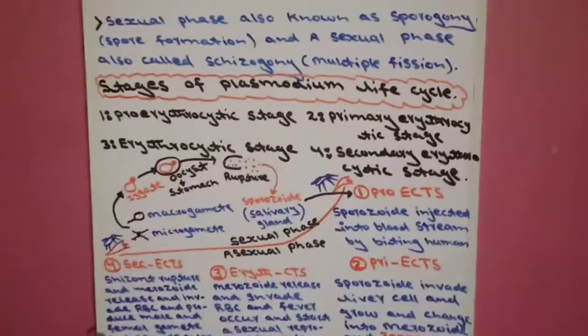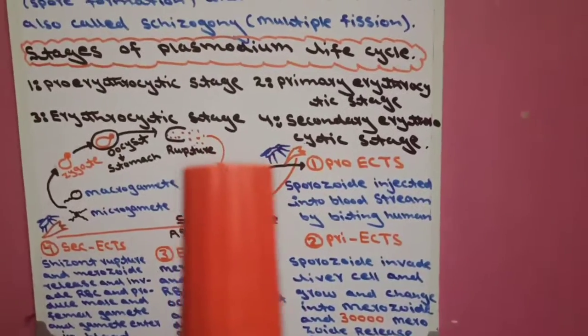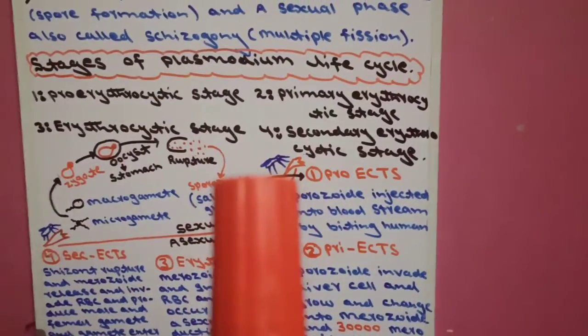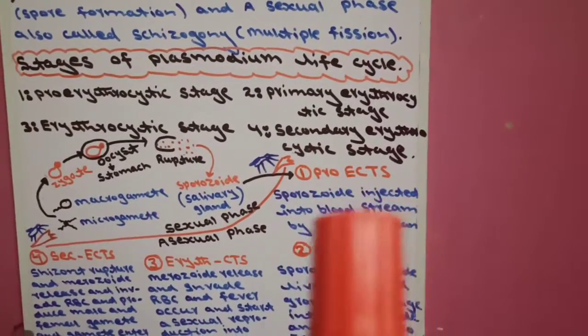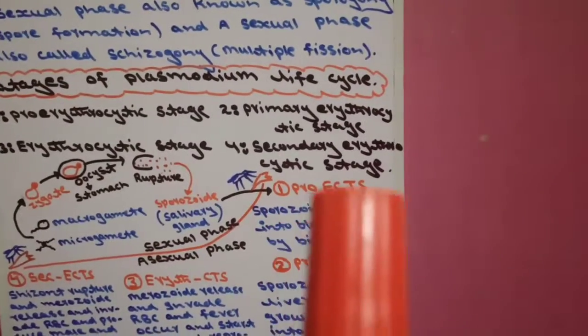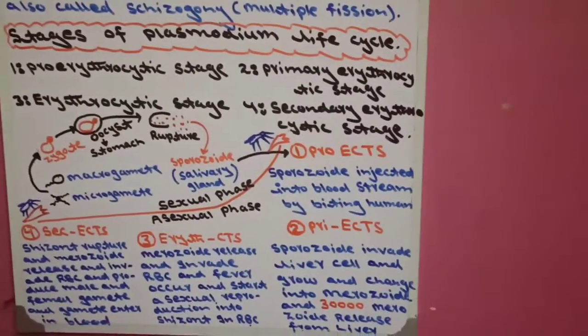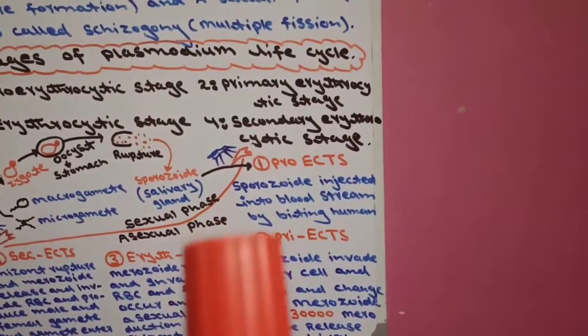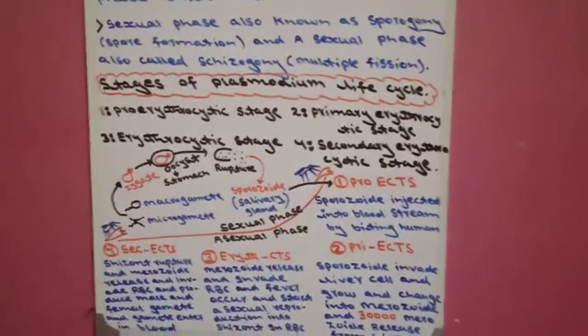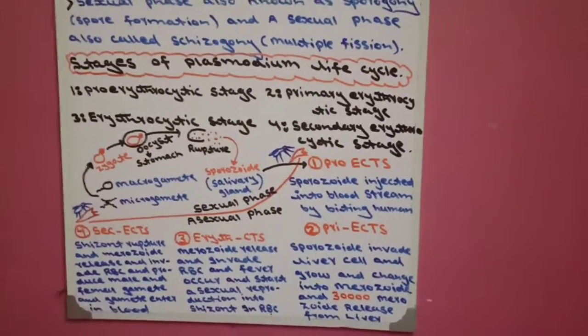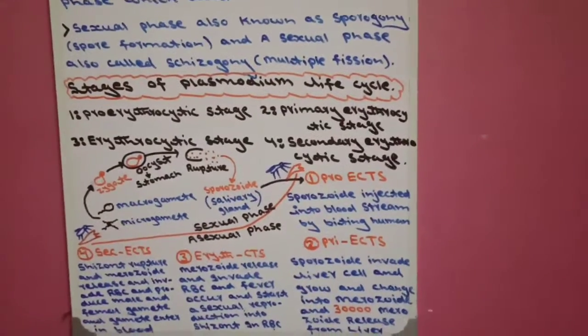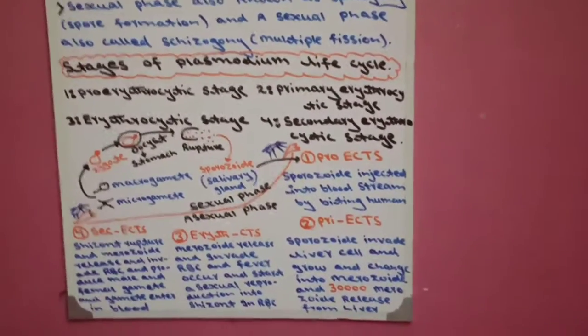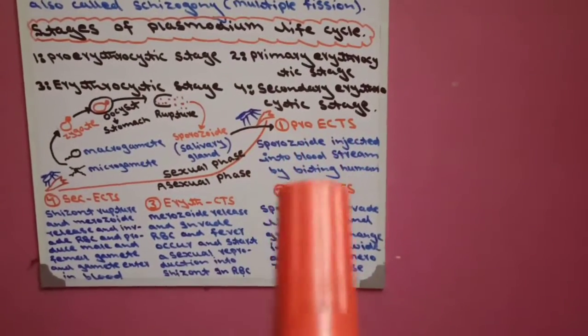In the asexual phase, when the female Anopheles mosquito bites the human, the first stage of the asexual phase starts, which is the pro-erythrocytic stage. In the pro-erythrocytic stage, sporozoites are injected into the bloodstream of a human by biting. When the female Anopheles mosquito bites a healthy person and injects sporozoites into the bloodstream, this is the first stage of the asexual phase, which is the pro-erythrocytic stage.